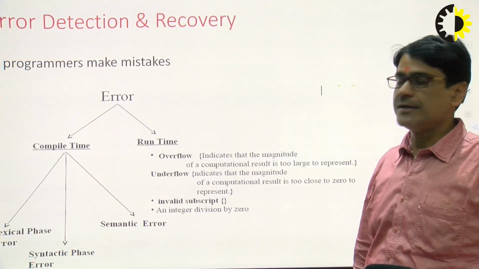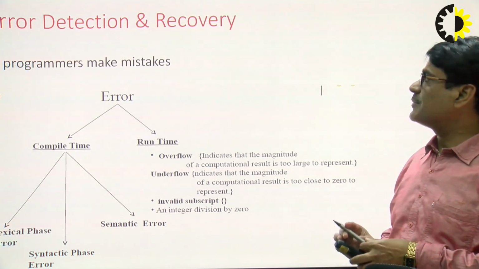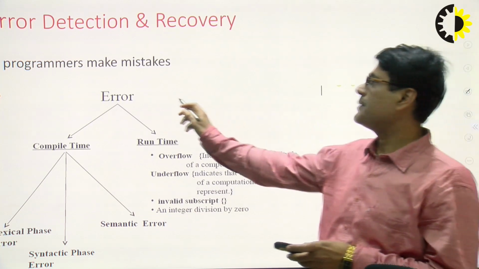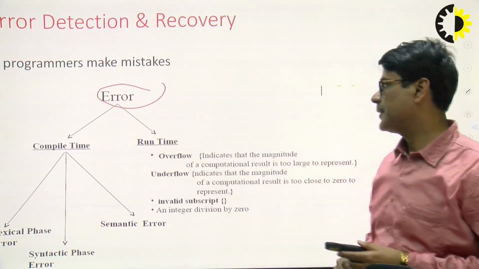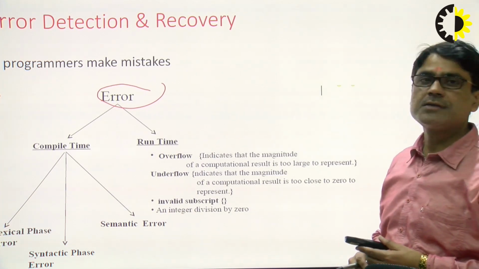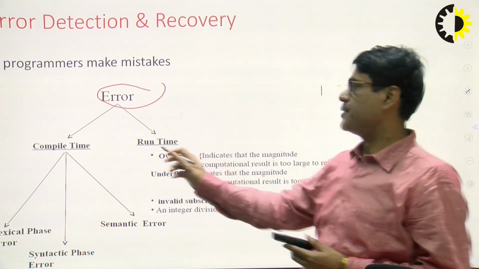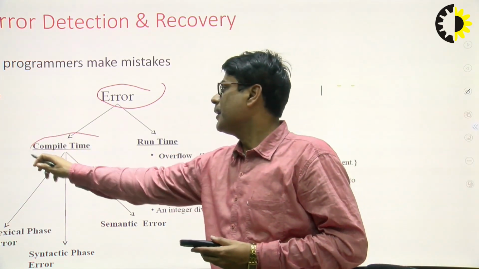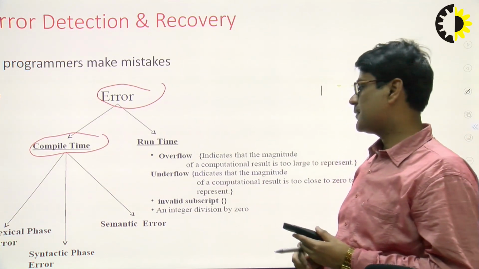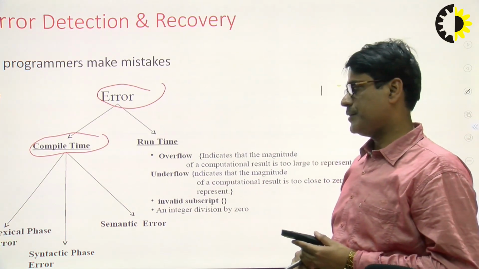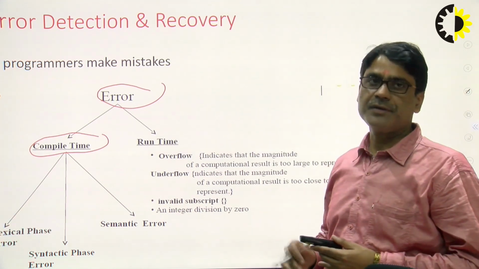If you look at this error detection and recovery part, programmers make mistakes. What types of errors are there? One is compile time error, and the second one is runtime error. In a compiler especially, the compile time error is addressed by this phase. If you are talking about compile time error, there are three kinds of error: lexical phase error, syntactic phase error, and semantic phase error.